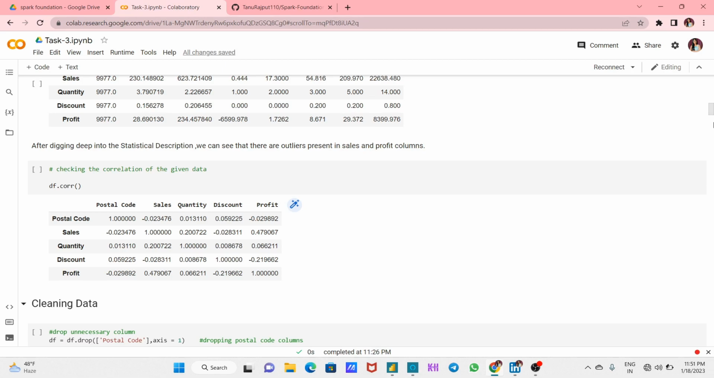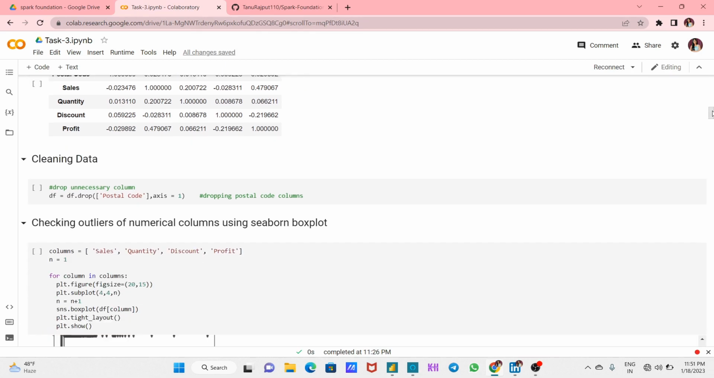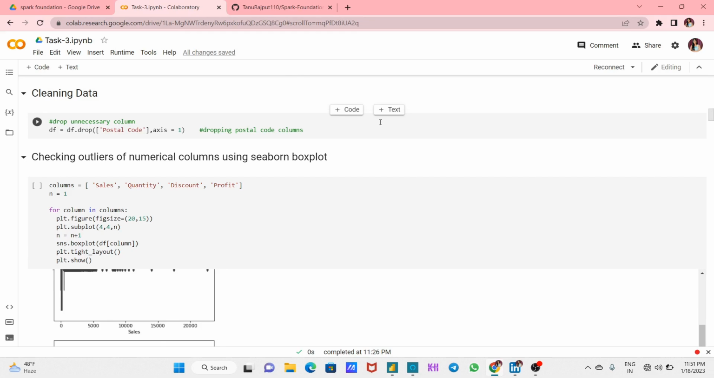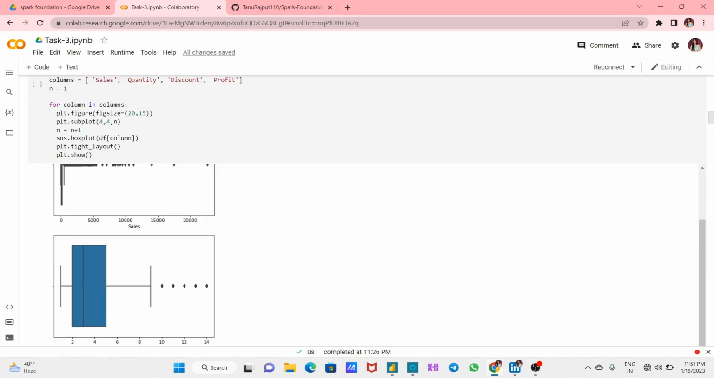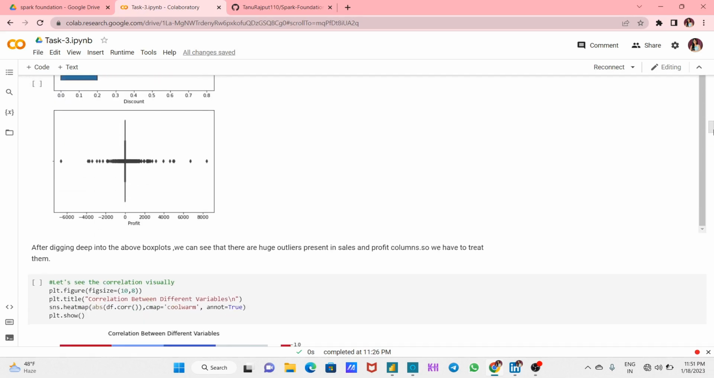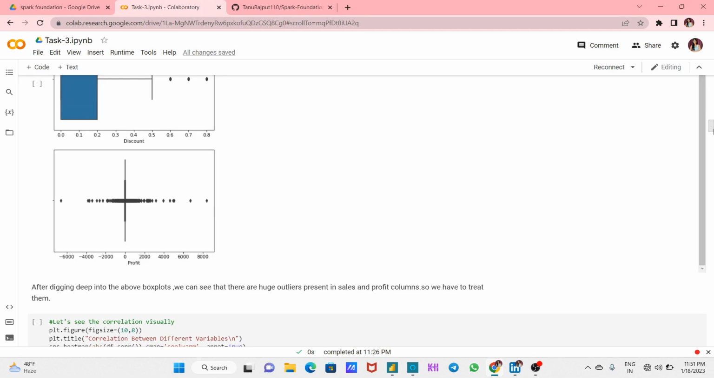Then it's time for cleaning the data. For cleaning, firstly I dropped the unnecessary column, which is postal code. Then I checked for outliers, and after checking we can see all the box plots. On the box plots I can see that the profit column has so many outliers, and the sales column also has so many outliers.